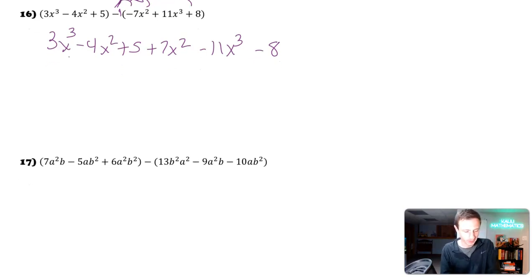Let's look for some like terms. I have 3x to the third minus 11x to the third. I have negative 4x squared plus 7x squared. And I have a 5 minus 8. Those are like terms.